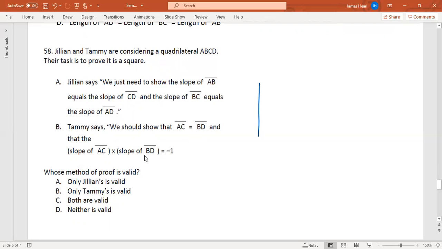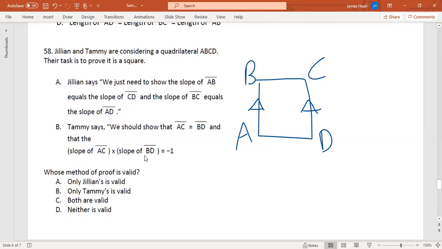So here we're hoping to prove that this is a square. So here's A, B, C, D. Let's use Jillian's from part A. If we show that AB and CD have the same slope, that's parallel. BC and AD have the same slope, that's another parallel, but that's not proof of a square, that's proof of a parallelogram. So Jillian's doesn't work, and if Jillian's doesn't work, we can't possibly argue both. So we have a 50-50 shot. Either Tammy's is correct for B, or Tammy's doesn't work and we go with D, nothing does.